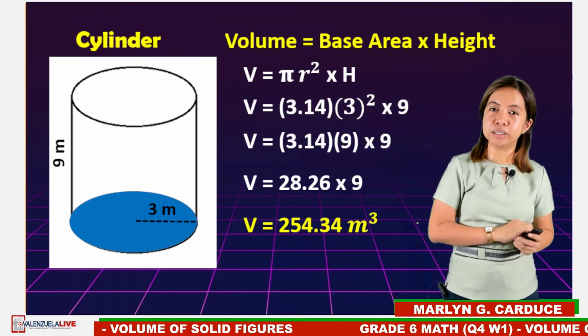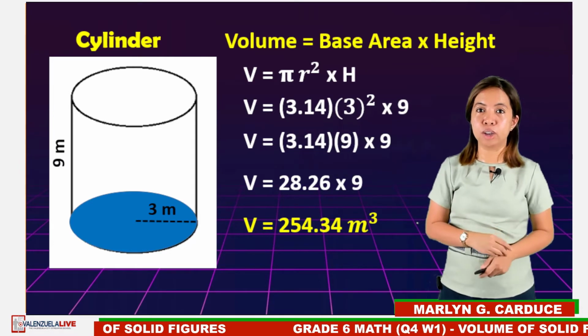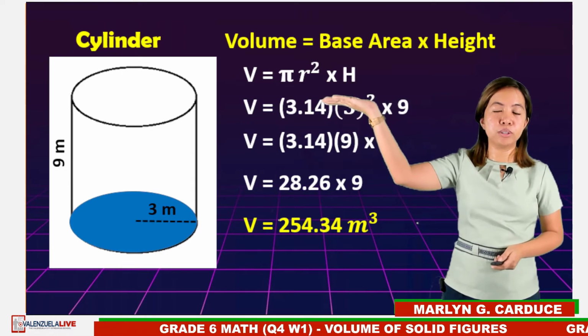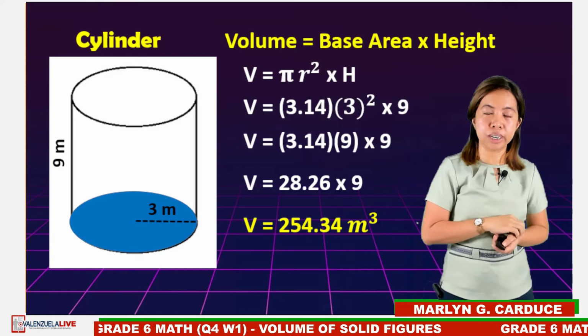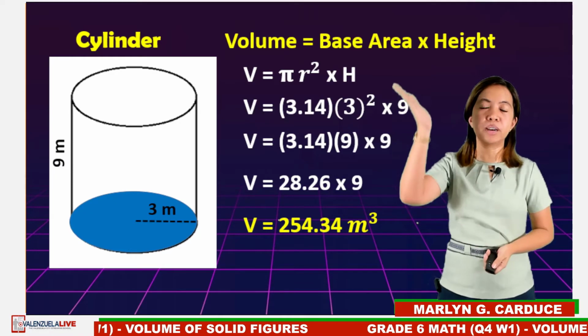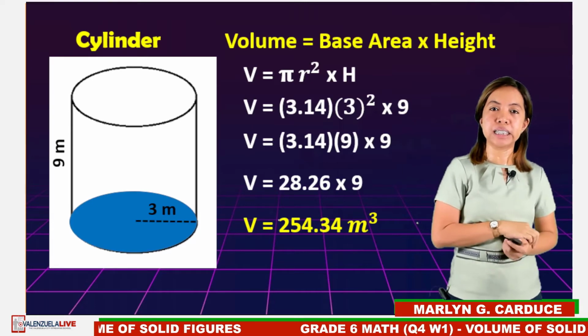So again, take note, class, in solving for a solid figure like this cylinder, we use the formula pi r squared times the height. So that is from the general formula, base area times the height.